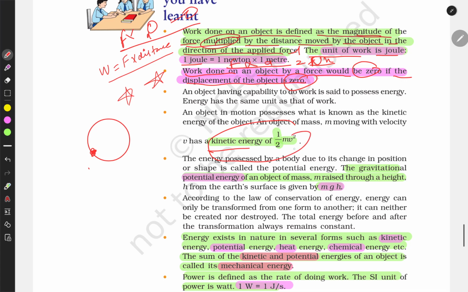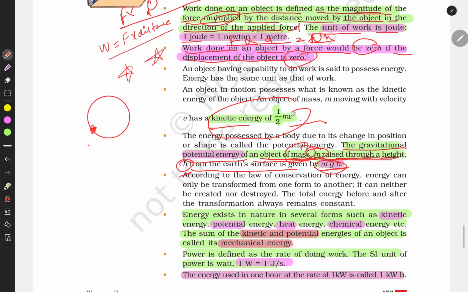Kinetic energy is half mv square. This is what we studied just before. And the gravitational potential energy of an object of mass m raised through the height h from the surface of the earth is given by mgh.